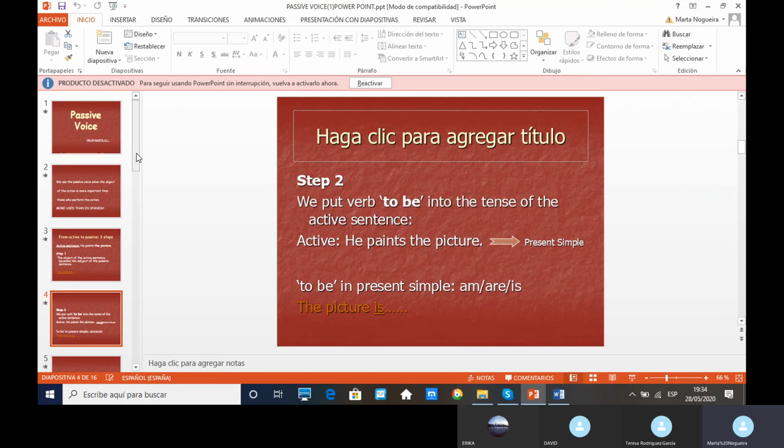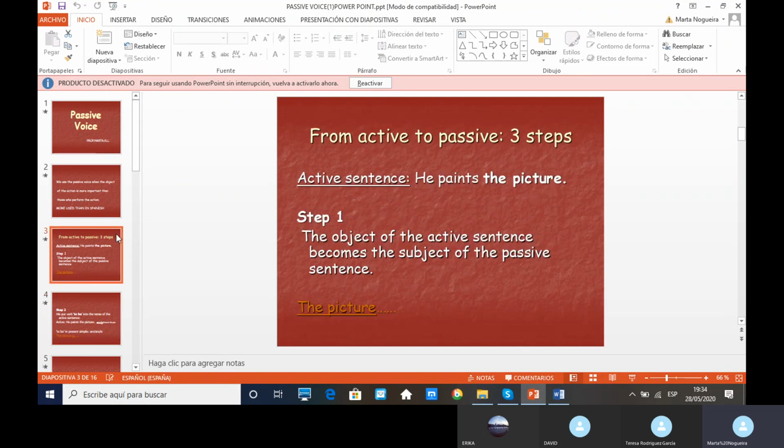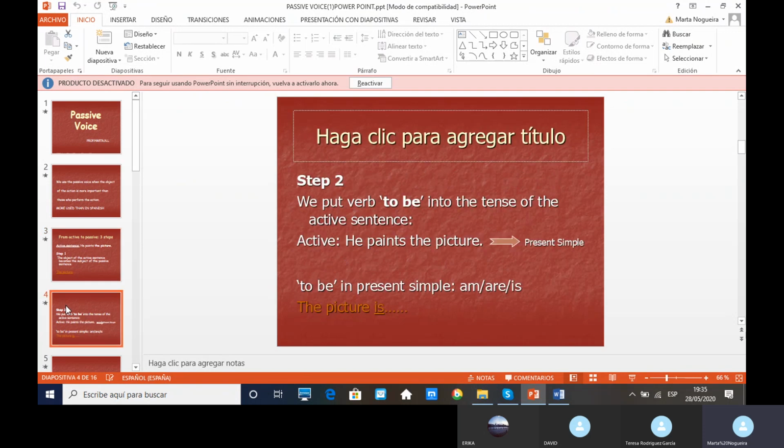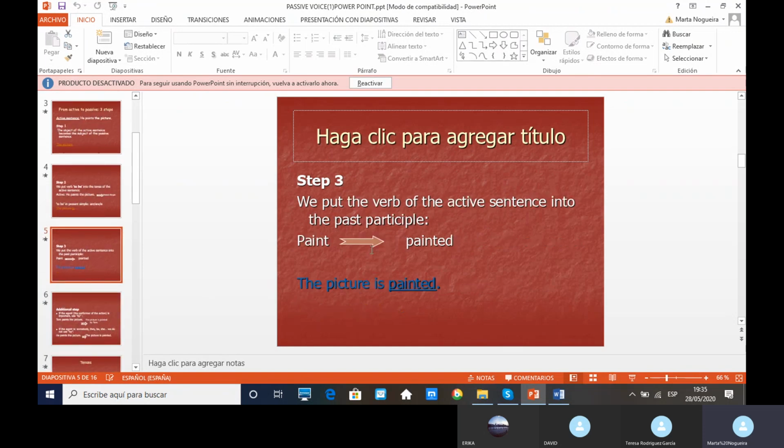So we saw the steps. Step one was mainly you put the object as the subject of the sentence, in the first position. El pinta el cuadro, he paints the picture, el cuadro es pintado por él. So you put the picture at the beginning, because it acquires more prominence. Step two, you have to conjugate the verb to be, conjugáis el verbo to be en el tiempo que sea. Have been, will be, has been, whatever. Y lo que siempre está en las frases es el participio. Painted, in this case, so the participle is the third column of the verbs or ed in regular verbs.